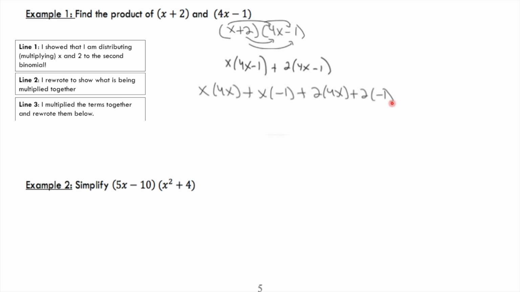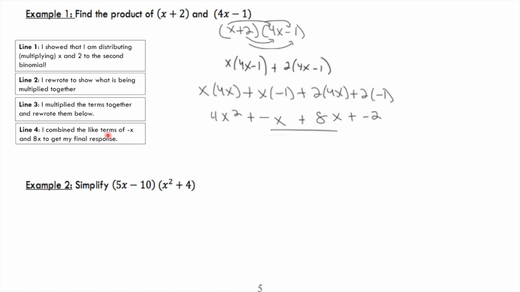All right. Third line, now I'm going to go ahead and multiply. And I have 4x squared, like we said, plus negative x plus 8x plus negative 2. This last step doesn't always apply, but in this case it does. I need to combine my like terms of negative x and 8x to get my final response. So then I have my simplified answer, 4x squared plus 7x plus negative 2. I think the double distributive property is really fun. It can be a little confusing, but once you get in the swing of it, it's pretty fun to multiply these binomials together.